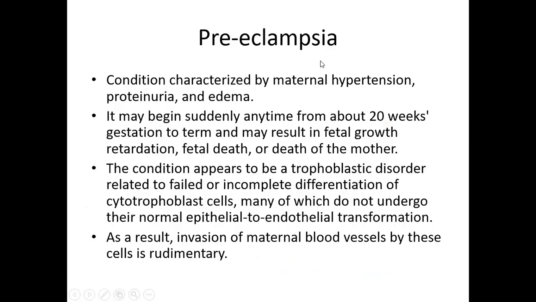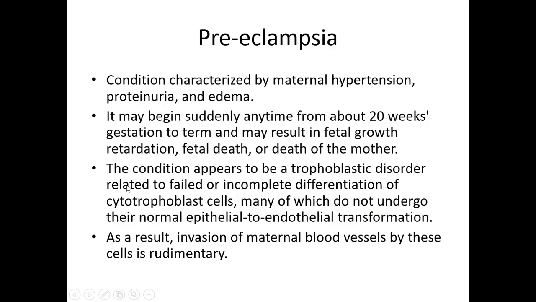There is a condition known as preeclampsia, which is characterized by maternal hypertension, proteinuria, that is protein being excreted in the urine, which is normally not there, and edema, that is swelling of the extremities. It may begin suddenly any time from about the 20th week of gestation to term, and it may result in fetal growth retardation. Why? Because when there is maternal hypertension, there will be constricted blood vessels, so less blood will flow to the fetus. It will lead to fetal growth retardation, fetal death, or death of the mother.